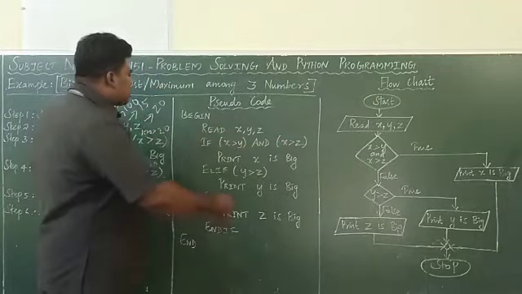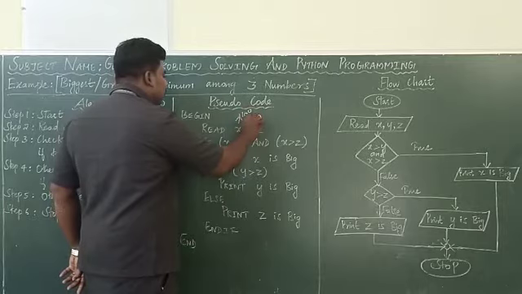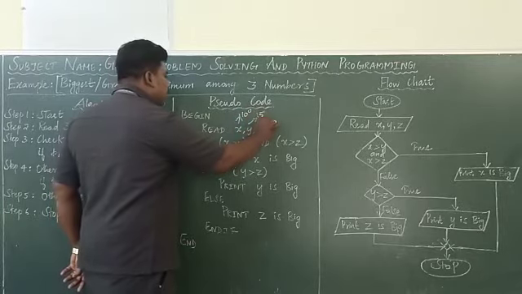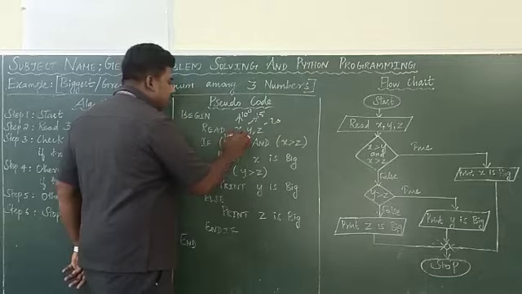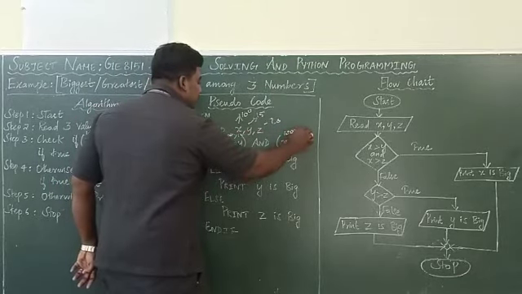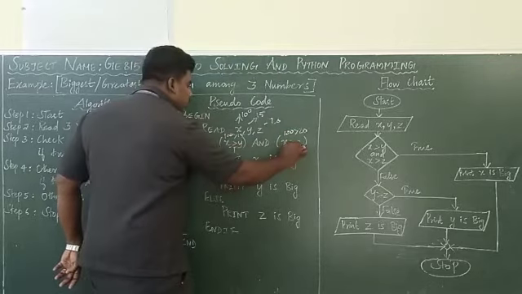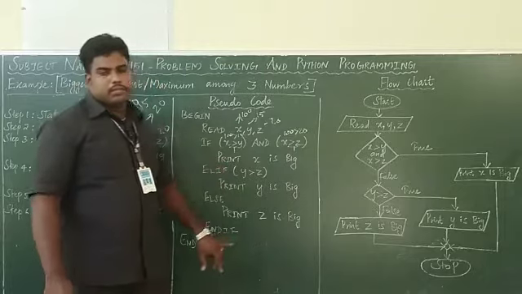For example, now what's the X value? It is 100. It is 15. It is 20, right? So what will happen? 100 greater than 15. 100 greater than 20. So both the condition is true. If both the condition is true means it will print X is big.